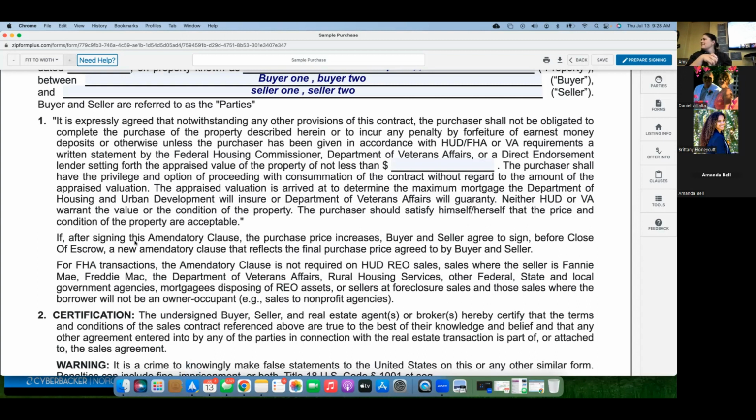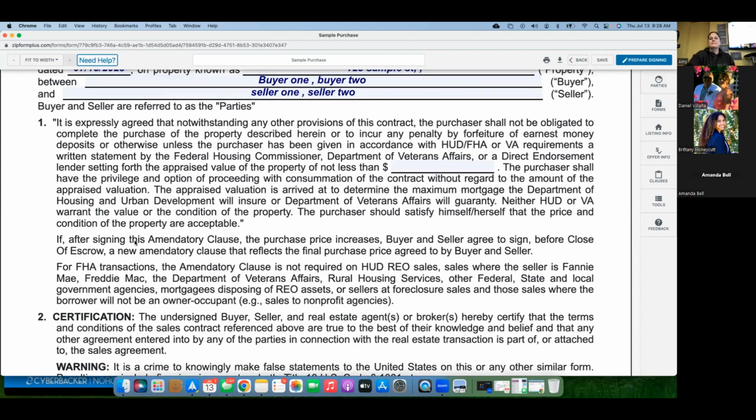So if you're submitting an offer that's FHA or VA, you have to include this form. It's supposed to be included in all of those because the lender needs a copy of it. It doesn't come up for conventional. No, it comes up when you click the box for FHA or VA, it automatically adds it to your transaction. Okay.